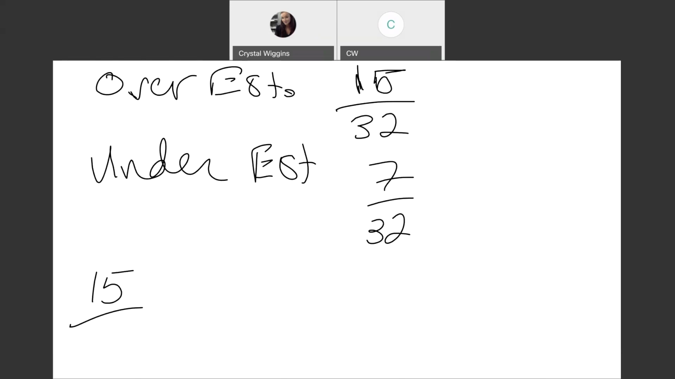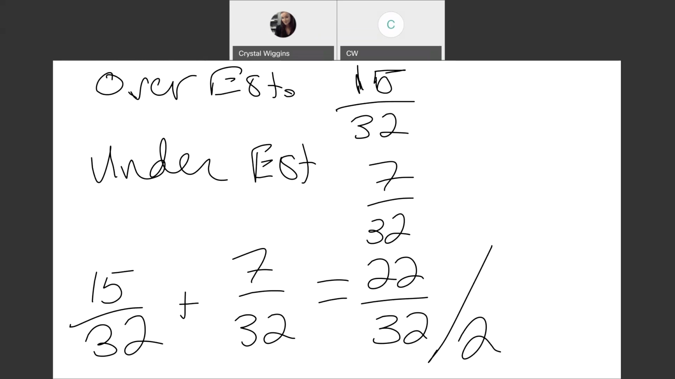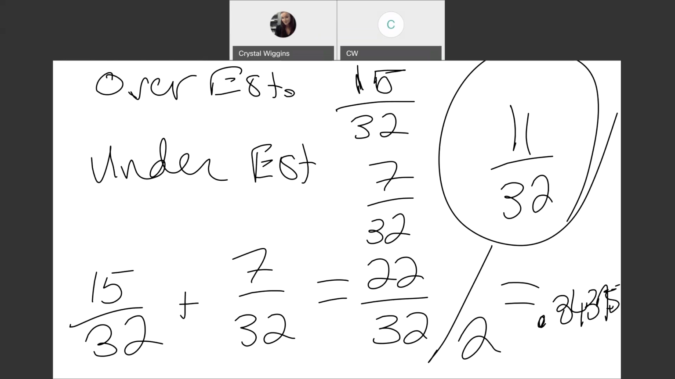You are pretty much averaging the over and the under estimates. So if we add them together, we get 22/32, and then we divide by 2. Okay, then we get 0.34375, which with math, enter, enter, we get 11/32 would be our best estimate, as it is an average of the over and under estimates.